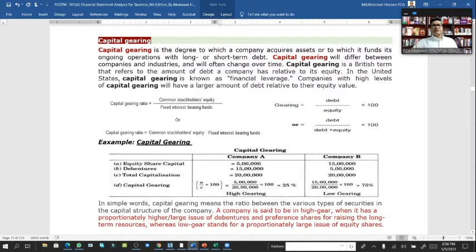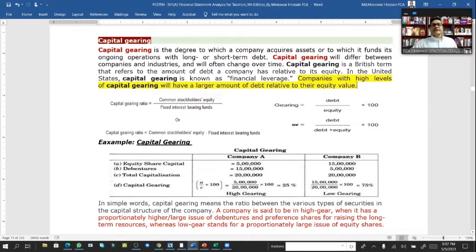Now, capital gearing. Capital gearing is the degree to which the company acquires assets or funds its ongoing operation with long or short-term debt, and capital gearing will differ from company to company, industry to industry, and will often change over time. Capital gearing is a British term, and in the US it is called financial leverage. Companies with a high level of capital gearing will have a large amount of debt relative to equity value.